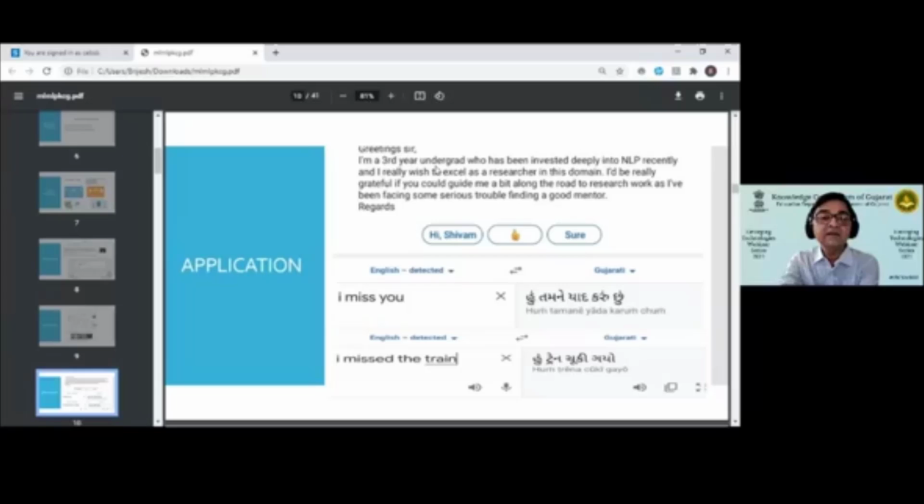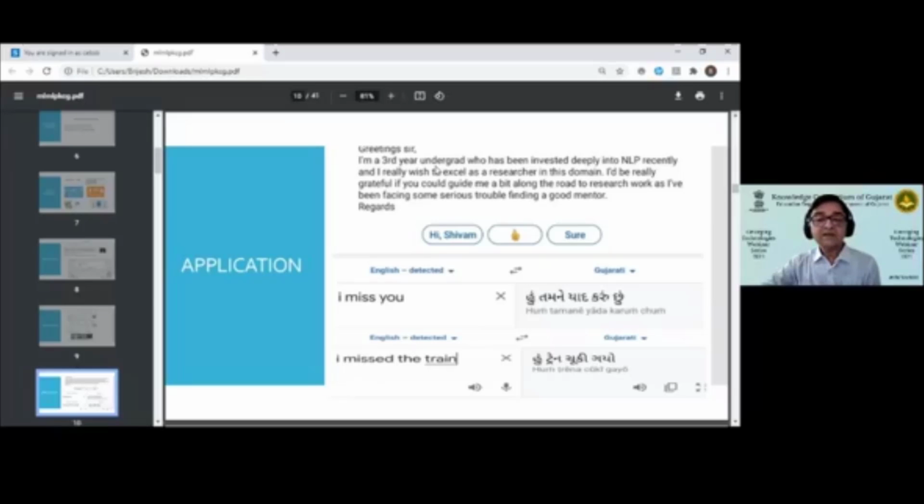Like it will construct a reply for you. So this kind of conversation agents or chatbots that we are referring to can give you suggestions on what can be answered to the particular message. So machines have become intelligent enough to predict what can be the response for the given message.